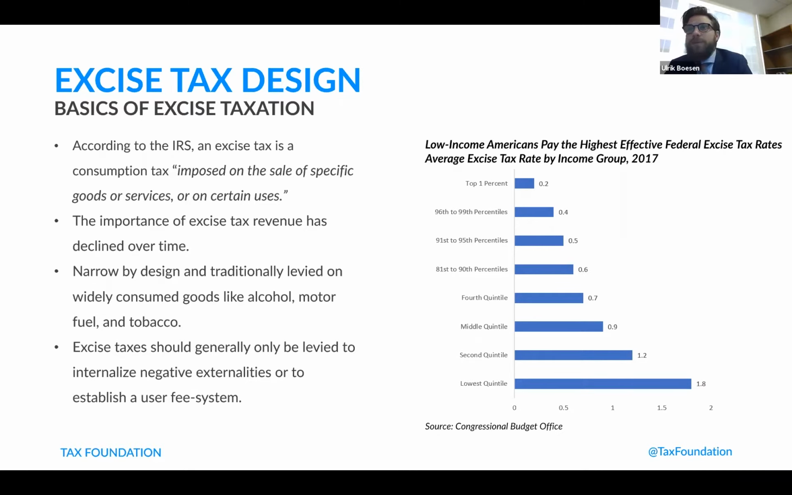And the final first point before I move on: these taxes are regressive. If we look at federal excise tax effective rates based on income, that's the chart that I have included on this slide. The top 1% pays a rate that's 9 times lower than the lowest quintile. And it underlines the point that we shouldn't rely on this for our general fund revenue, because we would then be asking those who could least afford it to pay the most.